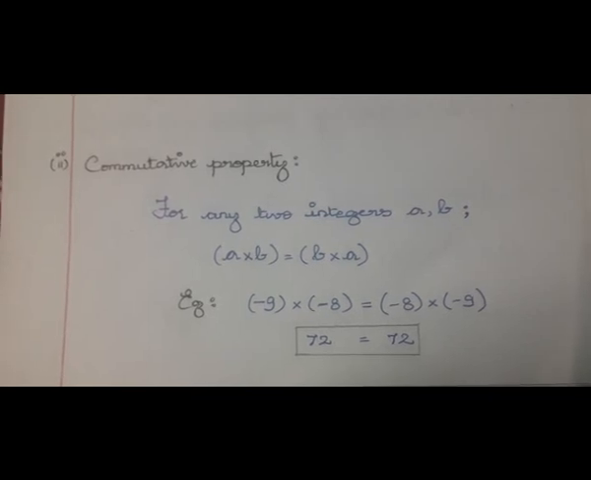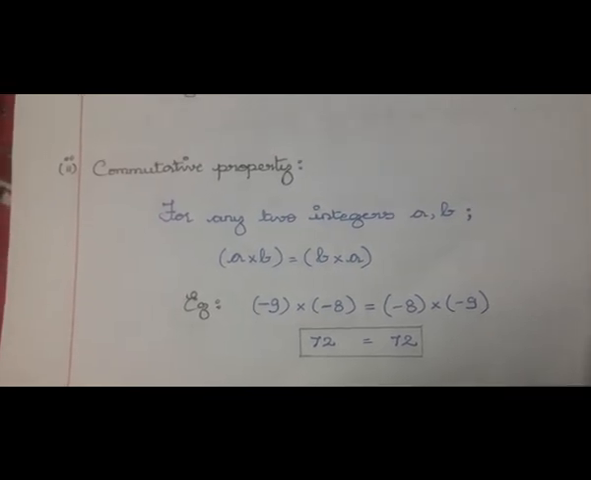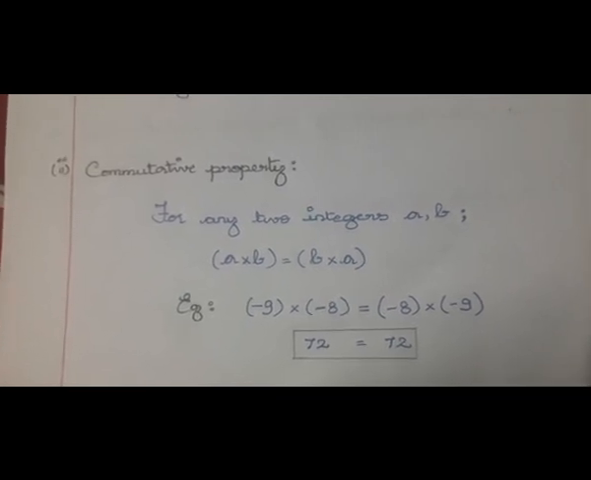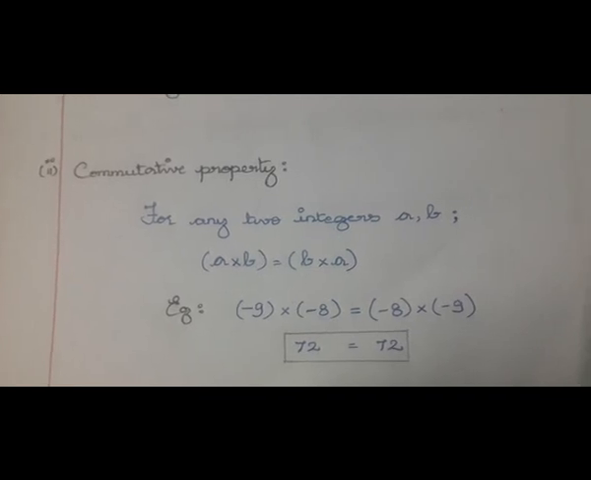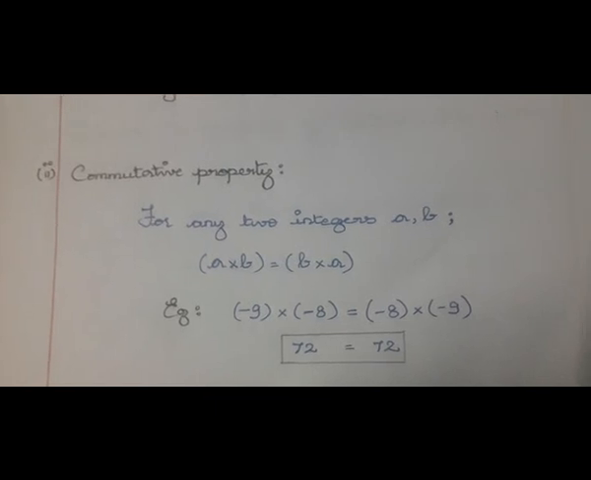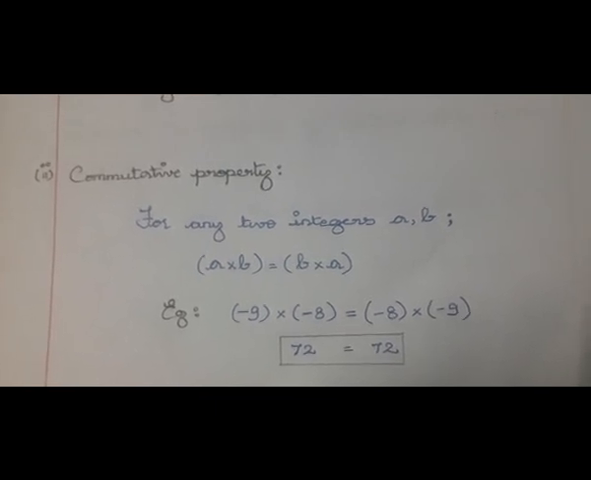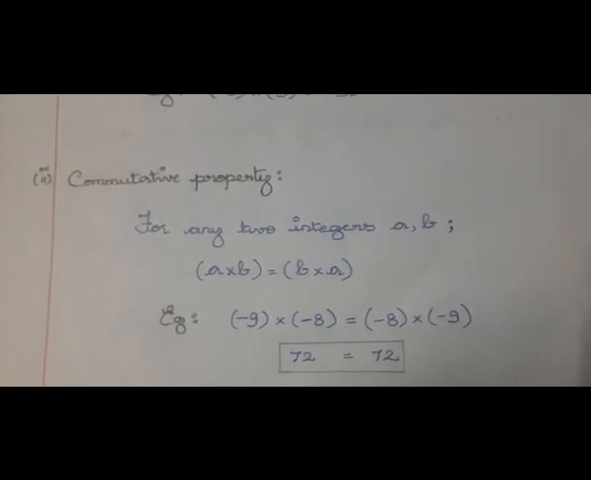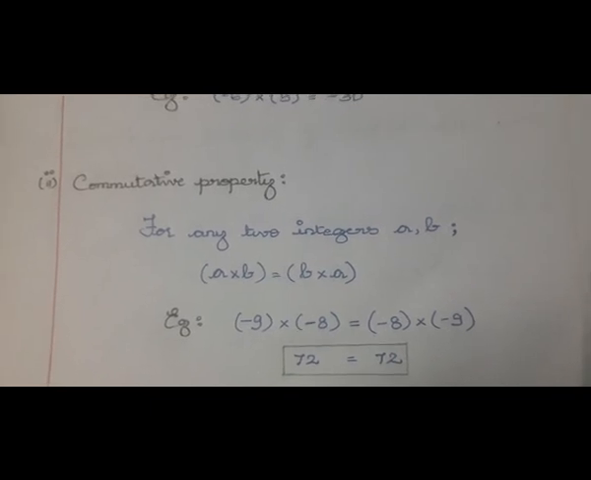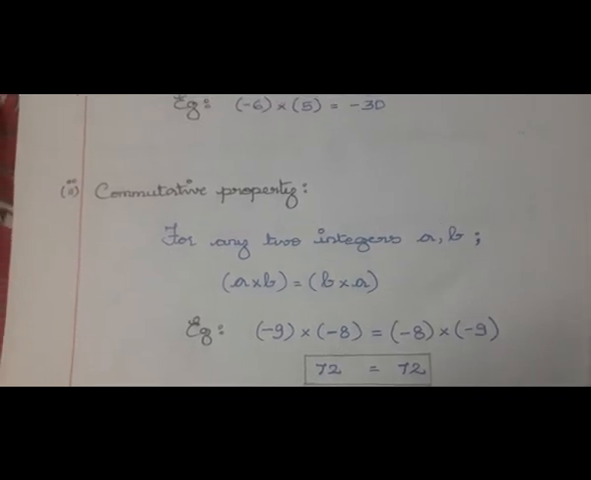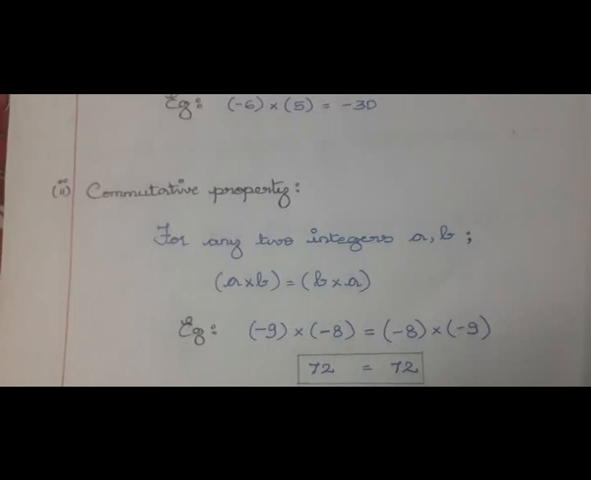In the left hand side, I have taken a as -9 and b as -8. And in the right hand side, b is -8 and a is -9. So, when the signs are the same, we have to put a positive sign and multiply the numbers. Both the sides are negative, therefore the sign is plus, and when you multiply both the numbers, 9 into 8, it is 72. Hence, the left hand side and the right hand side are equal. So, changing the order of multiplication does not change the value of the product. Hence, we conclude that multiplication of integers is commutative.